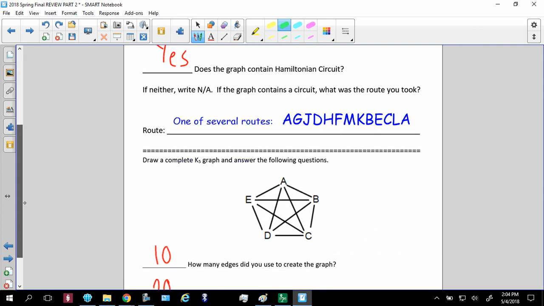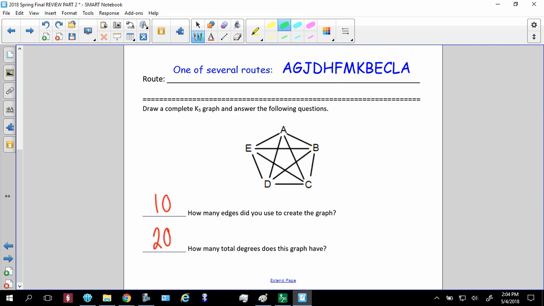There we go. Complete K5 graph. Notice that every single vertex is touching each other. So there were 10 lines that made this. Each vertex has a total of 5 degrees. 5 degrees, 5 degrees, 5 degrees, grand total of 20 total degrees.